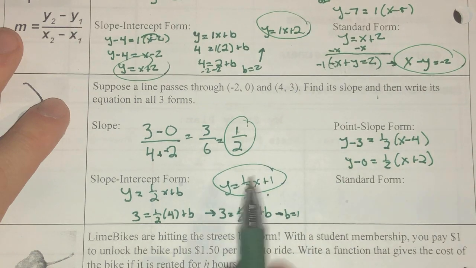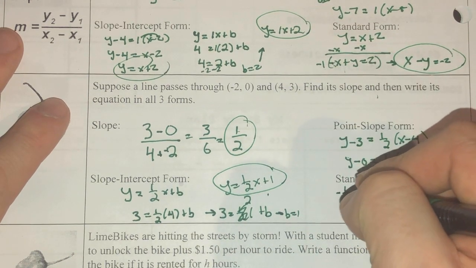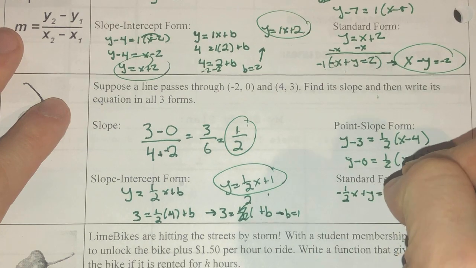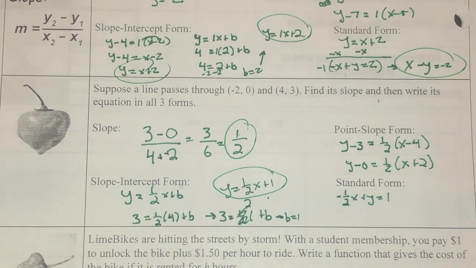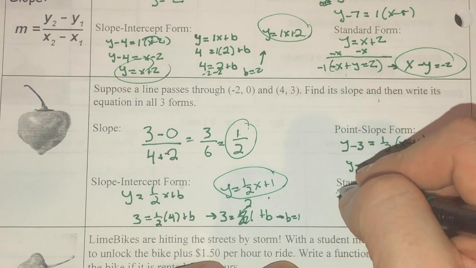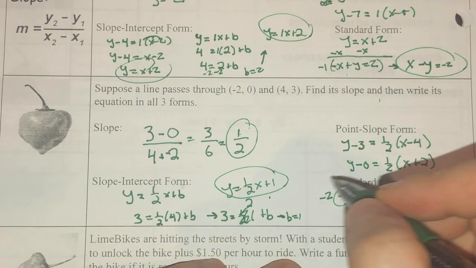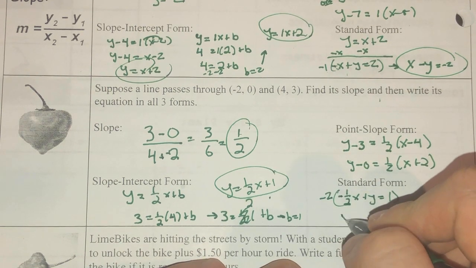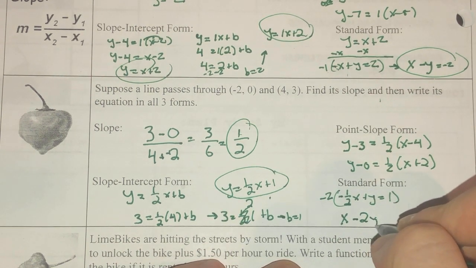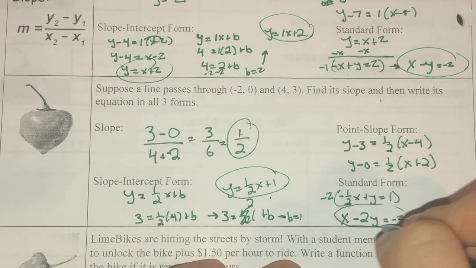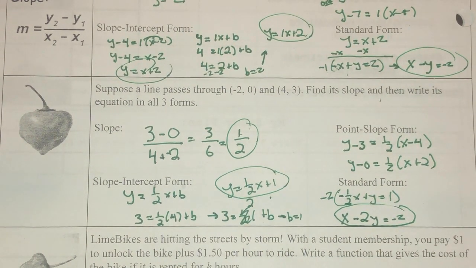Now, for the standard form, I subtract the 1/2 x on both sides. And now I've got a dual issue. I've got a negative and a fraction. So I'm going to multiply both sides by -2, negative to make this positive, and 2 to cancel the fraction. So I get x minus 2y equals -2. Again, for me personally, depending again on how it's been emphasized in class, I generally care more about the fraction being gone than the negative.